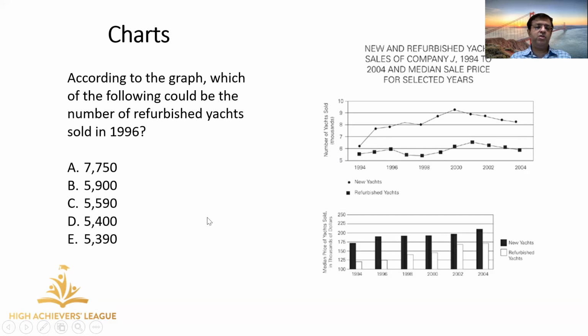So do we find an answer choice here that is a little less than 6,000? Of course, it's answer choice B. So we will select answer choice B, 5,900, for this kind of question.